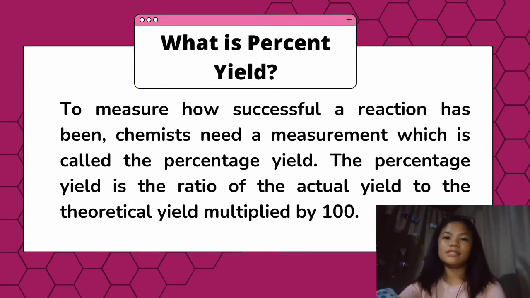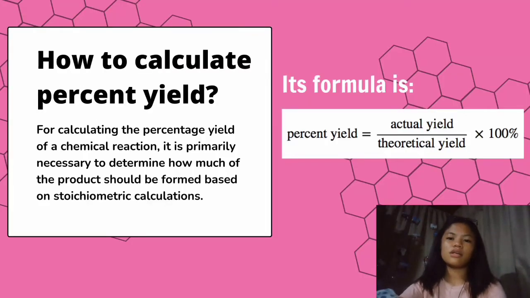What is percent yield? To measure how successful a reaction has been, chemists need a measurement which is called the percentage yield. The percentage yield is the ratio of the actual yield to the theoretical yield multiplied by 100. How do we calculate the percentage yield? For calculating the percentage yield of a chemical reaction, it is primarily necessary to determine how much of the product should be formed based on the stoichiometric calculations. These are the 4 steps in calculating percent yield.